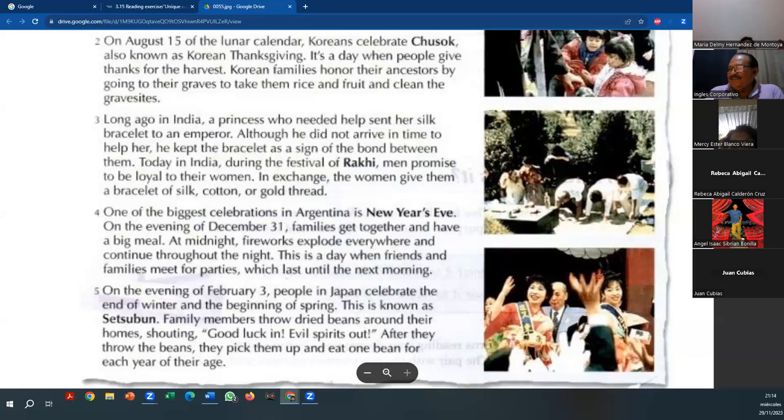I like that one. It's very nice, huh? Japanese people have very interesting customs. It says people in Japan celebrate the end of winter and the beginning of spring. This is known as Setsubun. So these are dry beans, and they say that evil spirits go away. They throw beans, they pick them up and eat one bean for each year of their age. Imagine if you are 50 years old, you have to eat 50 beans. If you are 10, you have to eat 10. So it sounds interesting.